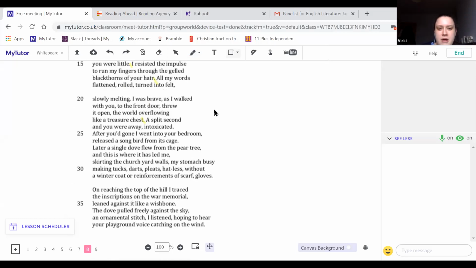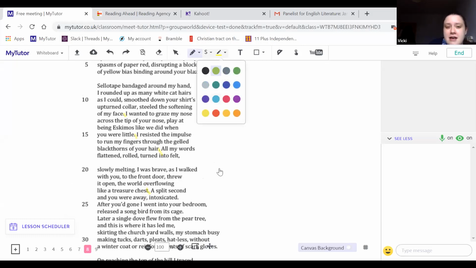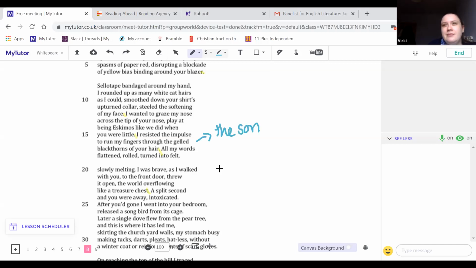So the question is, why bother to do that? So it's mainly going on in the second stanza. So you've got still the softening of my face, and then like we did when you were little, black thorns of your hair. So it's almost, I suppose we could say, symbolising potentially the perfectness. So the son I suppose is unchanging, because these memories won't change, and he won't change because he's dead. Therefore you've got these abrupt stops, so those stops could signify his death. The enjambment, there's a lot of enjambment going on in here.